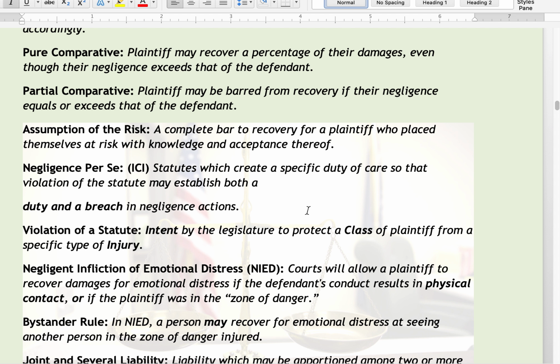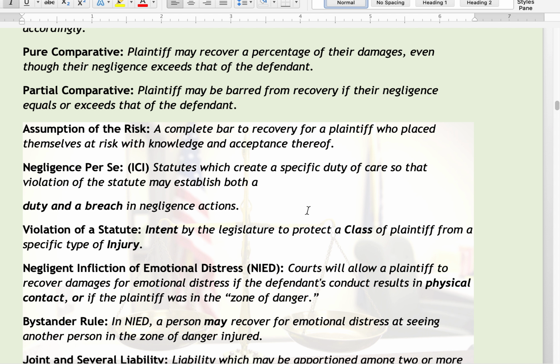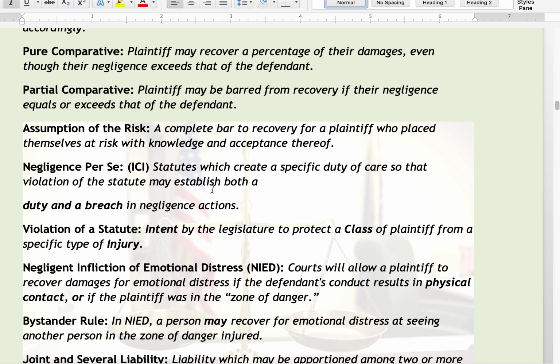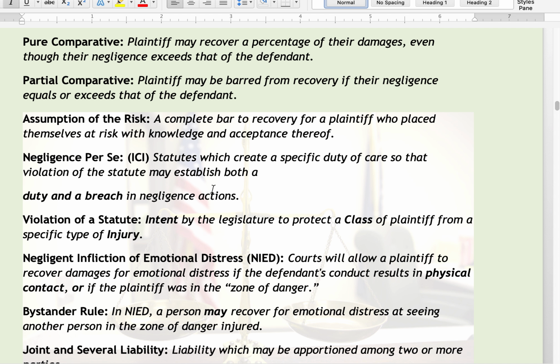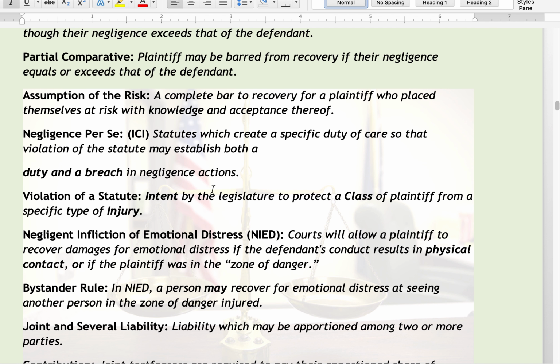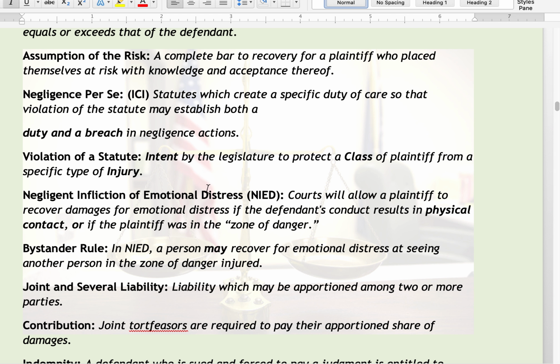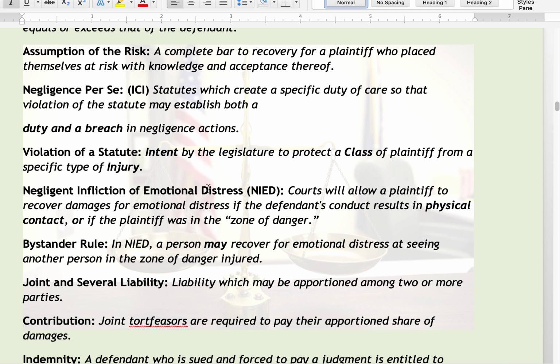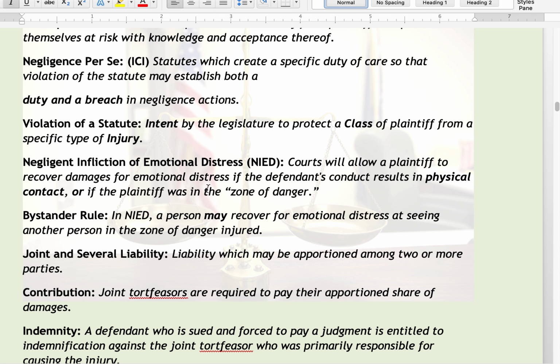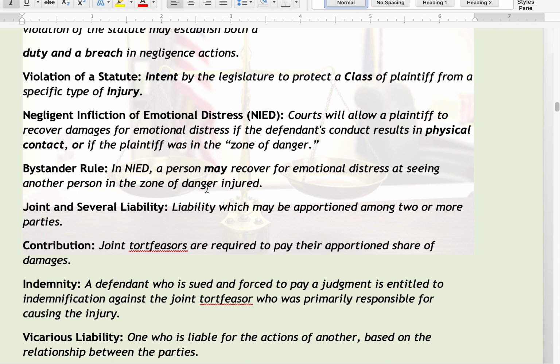Assumption of the risk. A complete bar to recovery for a plaintiff who places themselves at risk with knowledge and acceptance thereof. That's often used in the contributory negligence argument. Negligence per se, statutes which create a specific duty of care so that violation of the statute may be established as both a duty and a breach in negligence actions. Violation of a statute intended by the legislature to protect a class of plaintiff from a specific type of injury.